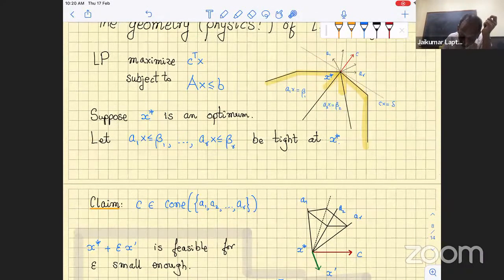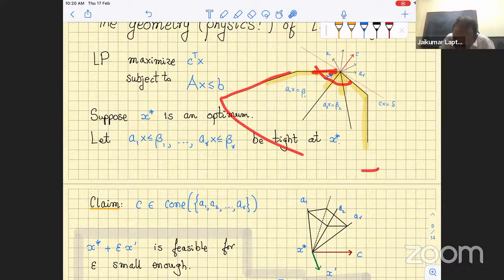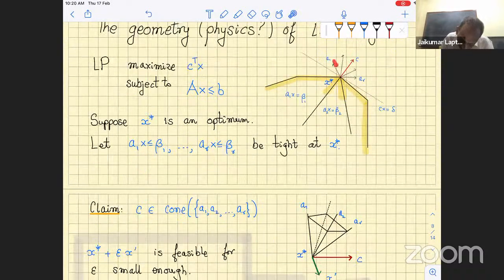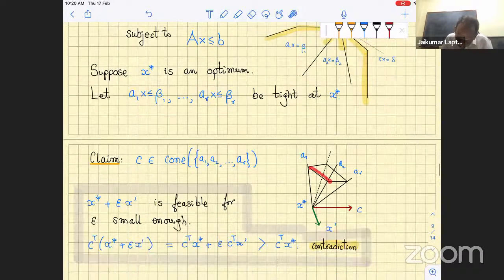The reason is that when the optimum happens, look at all the tight equations. Locally, the object here is looking like a cone. Don't go too far, just look at the local situation here. Later on, some other constraints may be cutting them off, but there is a cone going on here. But I'm now talking about the cone of the normals.